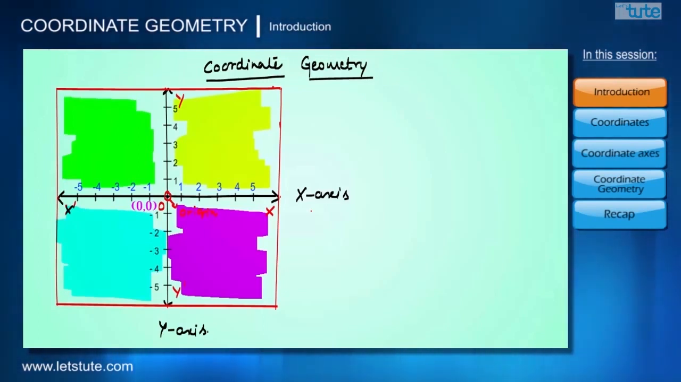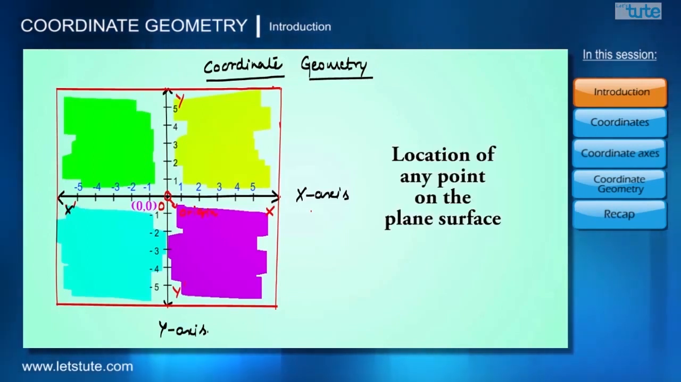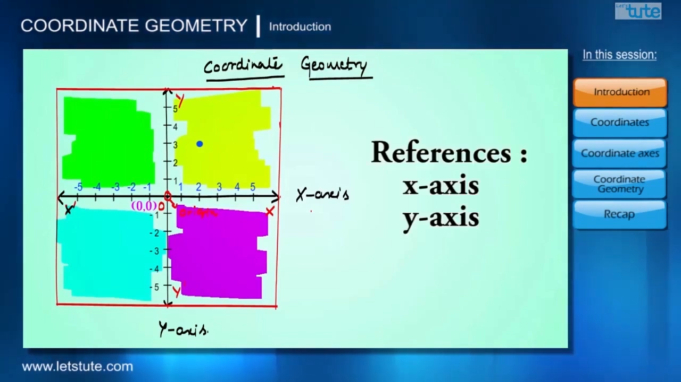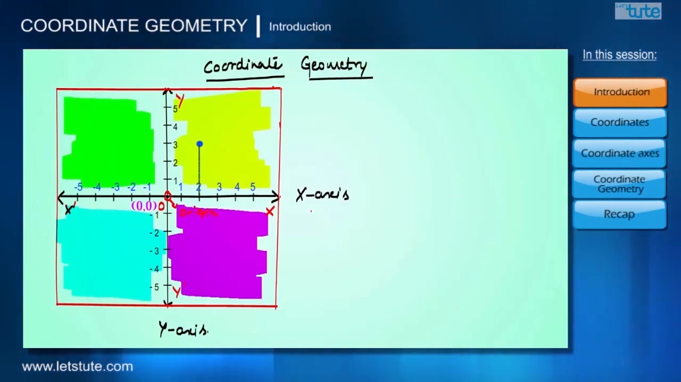And these values of the x and y axes help us to find the location of any point on the plane. For example, here is a point. I want the location of this point, and for finding the location we require a reference. So we will take reference of the x-axis and y-axis. We can see that this point is covering 2 units on the positive x-axis and 3 units on the positive y-axis. So its location will be given accordingly: 2 units for the x-axis, 3 units for the y-axis.